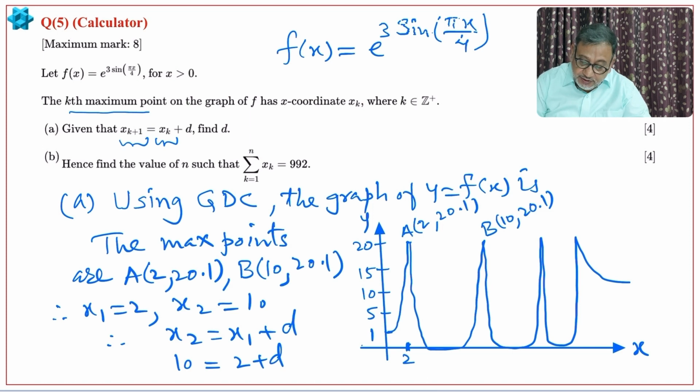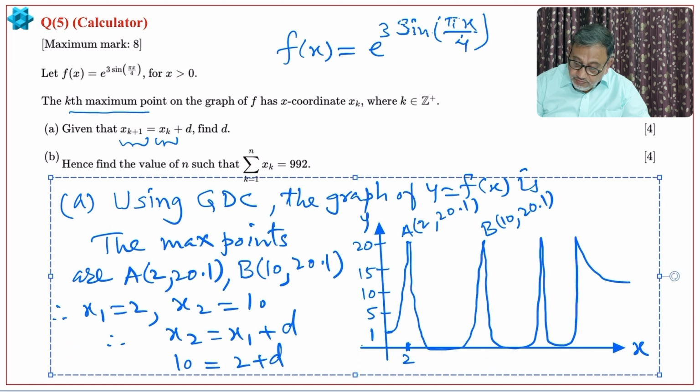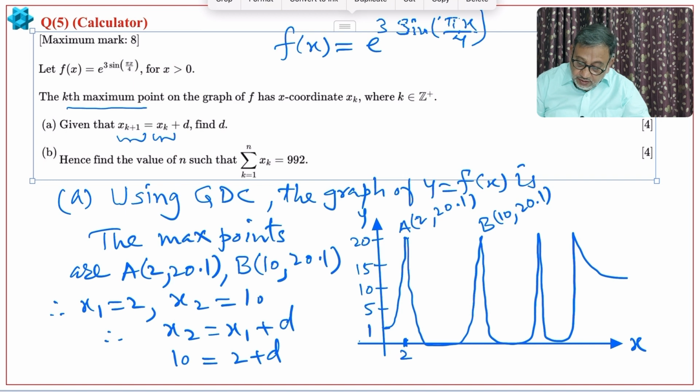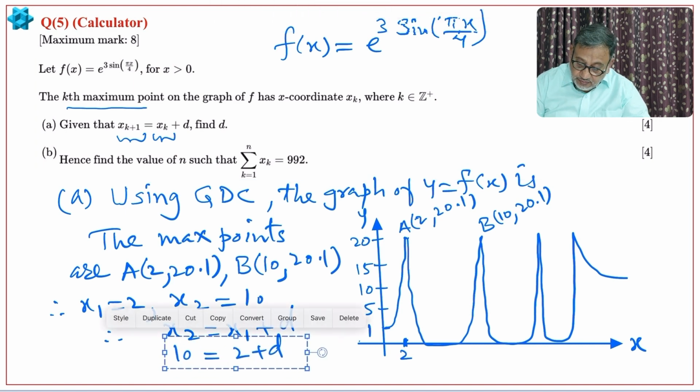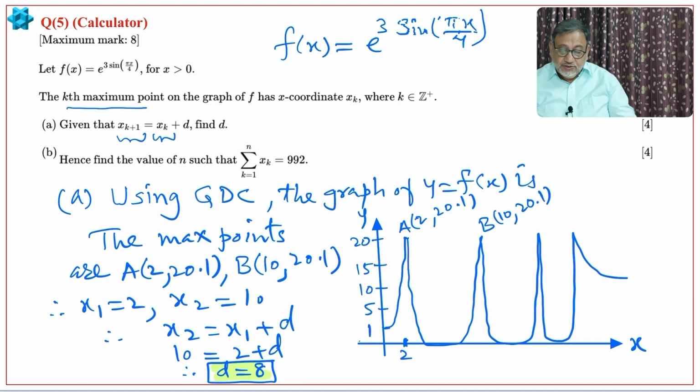Let me put them little up. Okay, the whole thing. Yeah, now I have some space. So therefore d is equal to 8. Okay, so I got the value of d, right? This was part A. Part B, there is no space, so let me copy it to the next page.